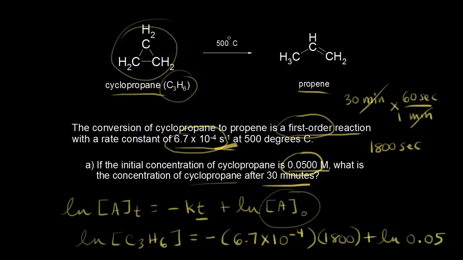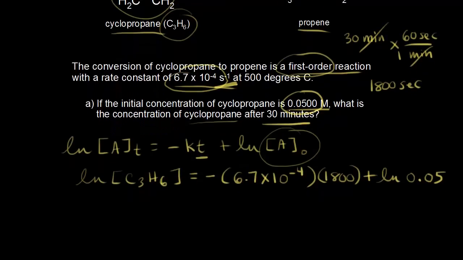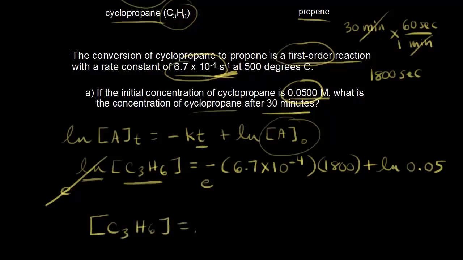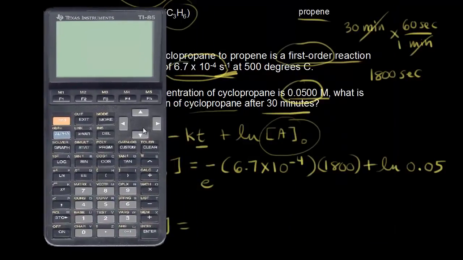All right, so let's think about what we would do to solve for the concentration of cyclopropane. Well, we have this natural log in here, so we could exponentiate both sides to get rid of our natural log. If we exponentiate both sides, that gets rid of our natural log here, and that would give us the concentration of cyclopropane after 1800 seconds. So let's do that math. Let's get out the calculator here.